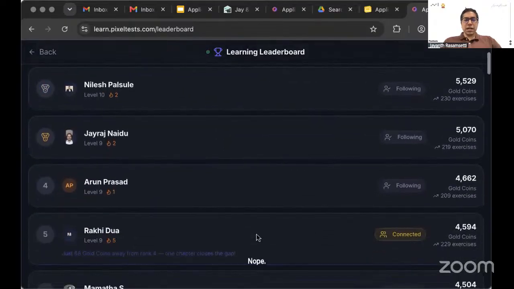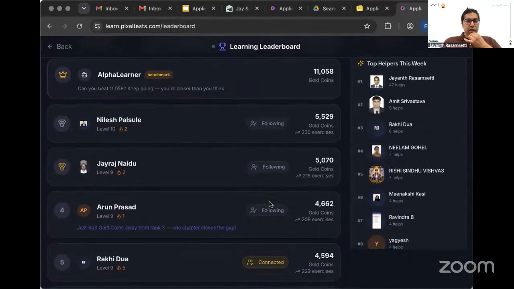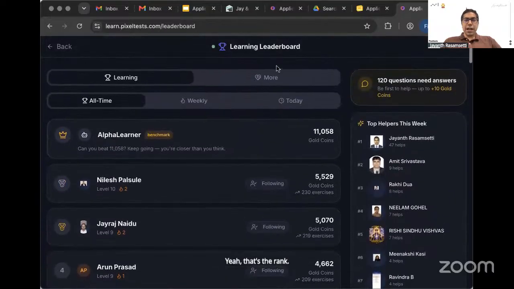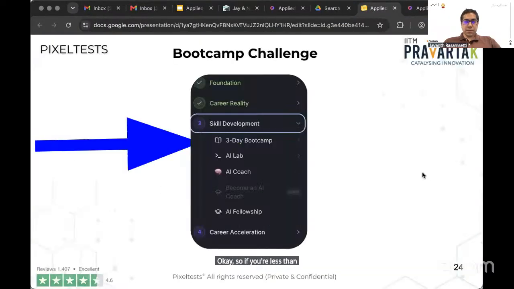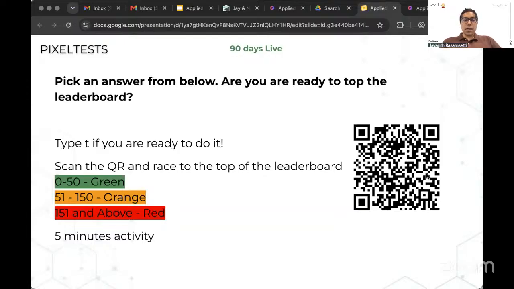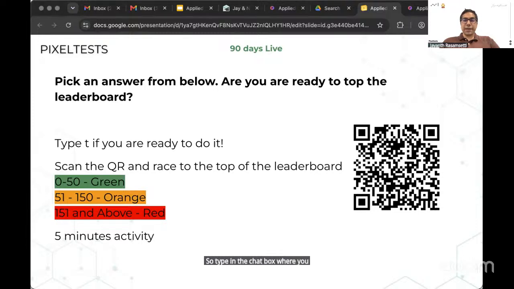Nope, your rank is 5 right now. Yeah, on the main page, you'll find your rank. Okay, so if your rank is less than 50, type green. If your rank is between 51 to 150, you're orange. 151 and above is red. So type in the chat box where you are in terms of the rank.